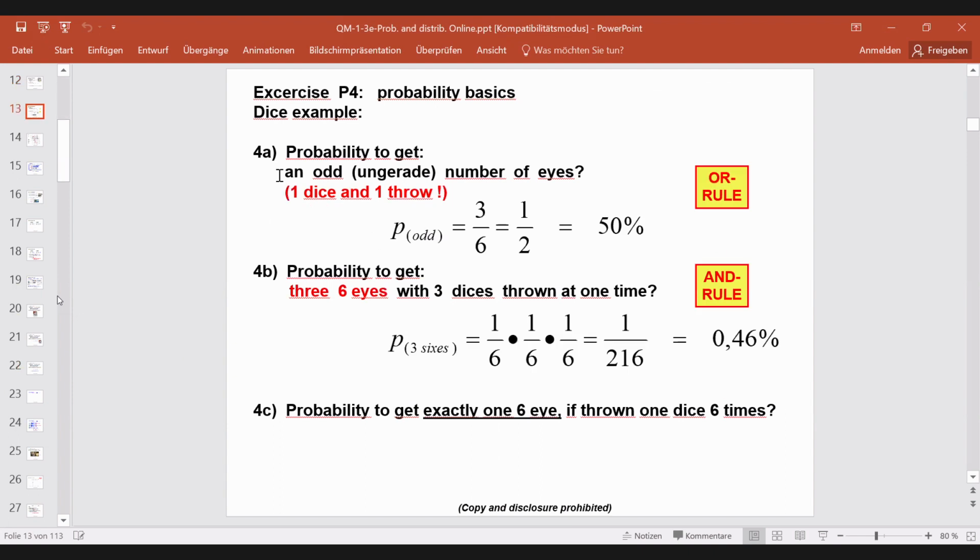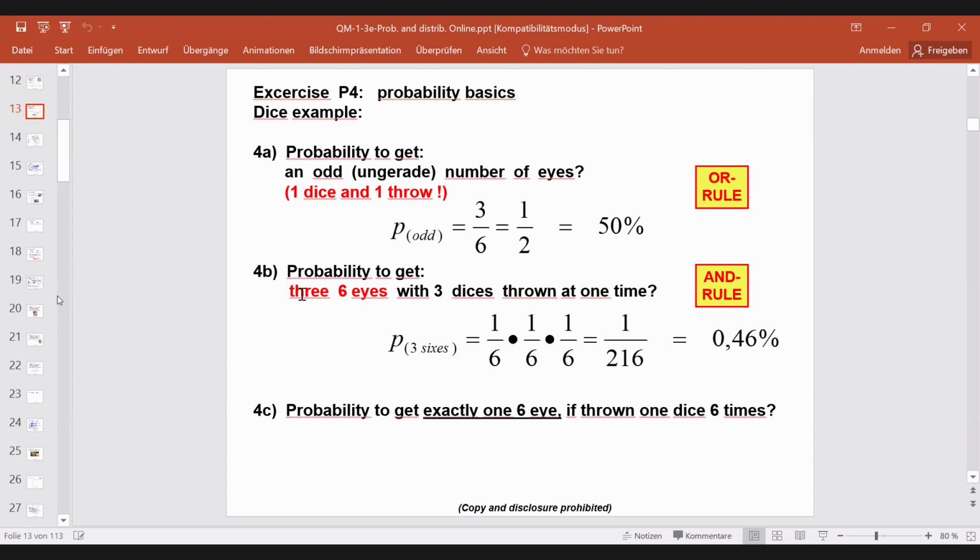The probability to get an odd number of eyes: this is 1 or 3 or 5. This means the addition rule, 3 to 6. This means 50%. It is an example for the OR rule, for the addition rule.